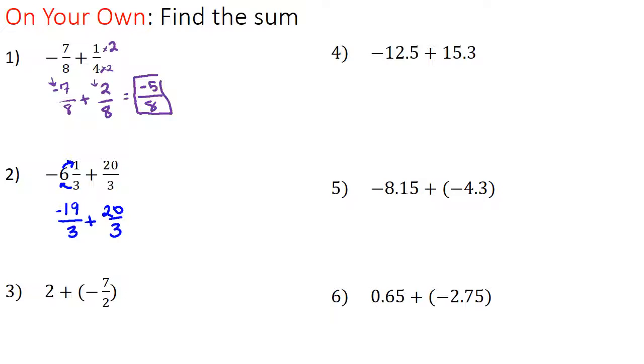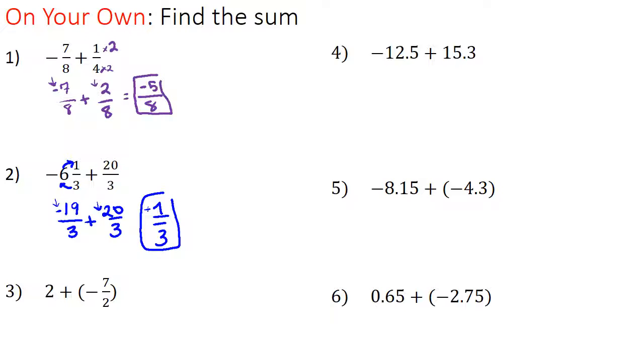We already have common denominators. We see that it is a negative plus a positive, so we're going to treat it like regular subtraction. And 20 minus 19 is just going to be 1 over 3. And it's a positive 1 because the bigger of these two numbers was positive.